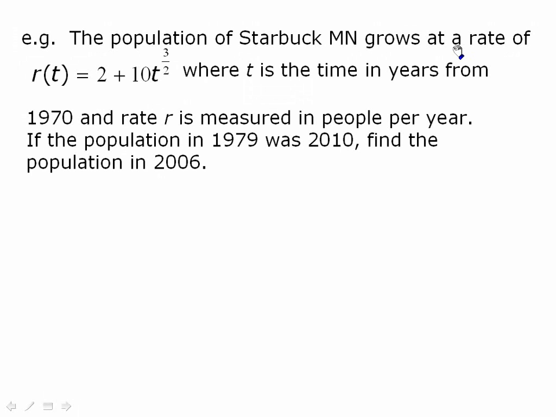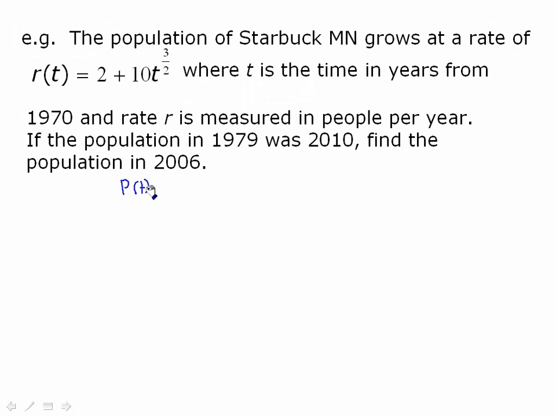of this town or city in Minnesota is growing at a specific rate, where t is the time in years since 1970, and the rate r is measured in people per year. And eventually we want to find the population in 2006. You're probably thinking, as am I, that the formula you were given does not give you the population. It gives you the rate that the population is changing. So we need to get this.